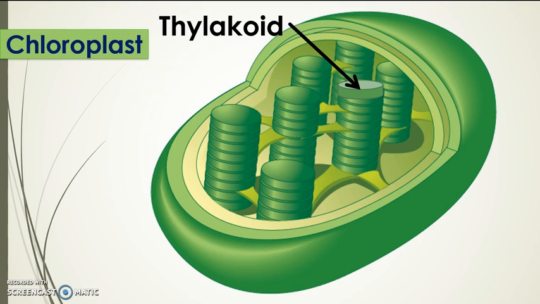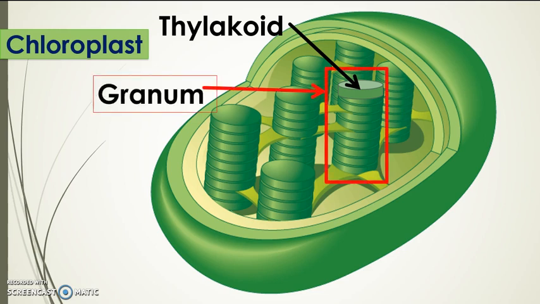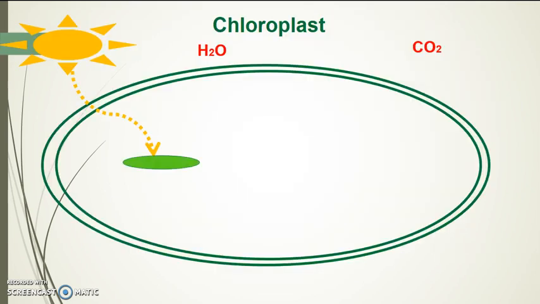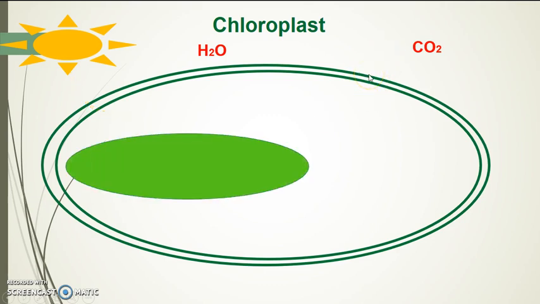Now, a stack of thylakoids is called a granum. And then the space around the thylakoids is called the stroma. The stroma is where the Calvin cycle happens. So here, these two green lines right here represent the double membrane of the chloroplast. So we're going to zoom into the thylakoid.